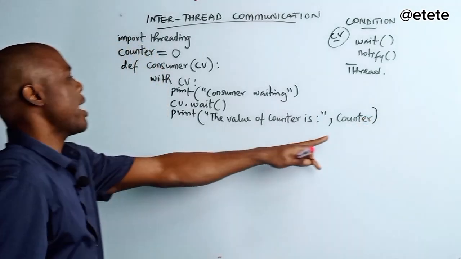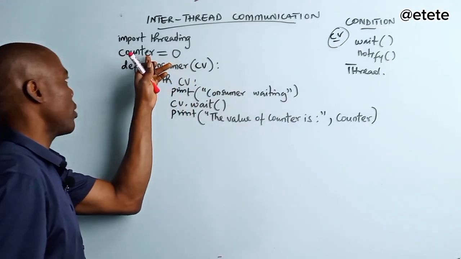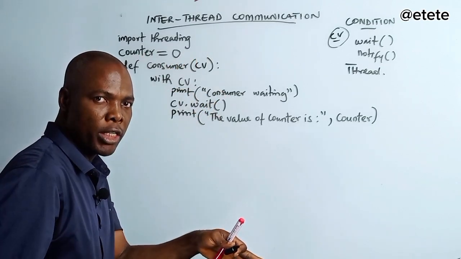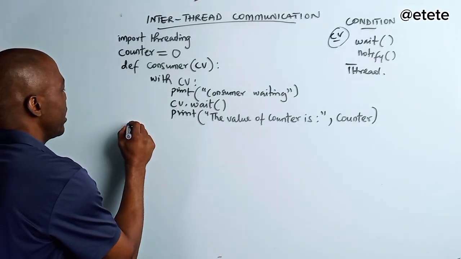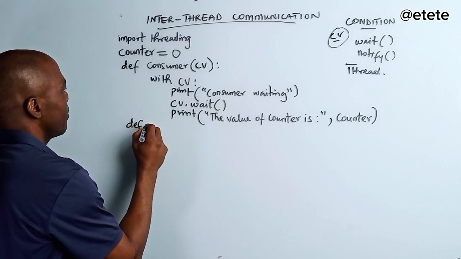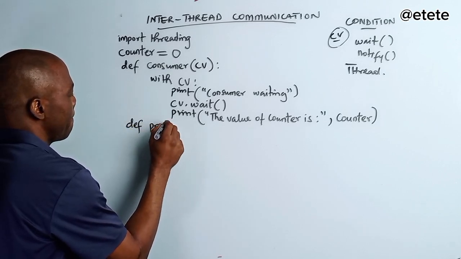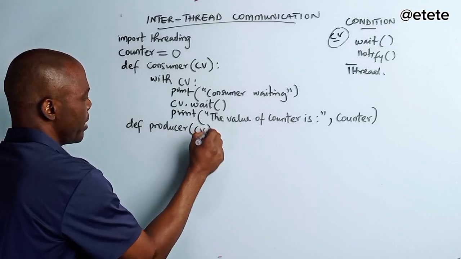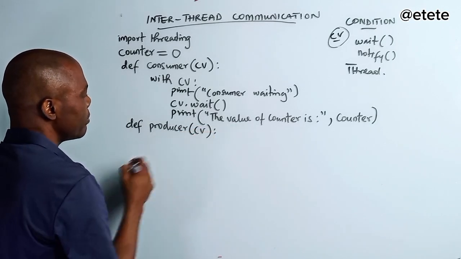Okay, so I want to print out the value of counter, which is this global variable. So I finished my consumer task. Now I want to create the producer task. So I'll say def producer, which is also expecting the CV.